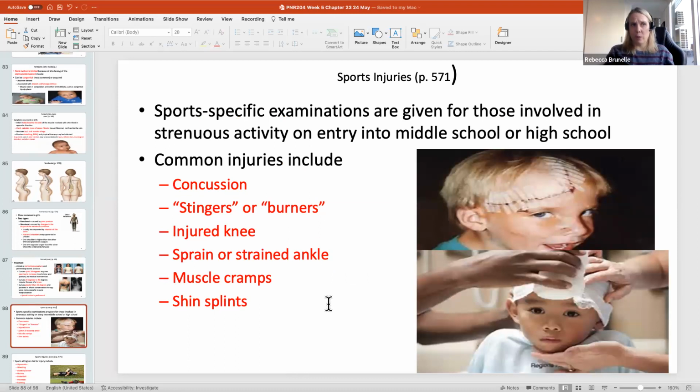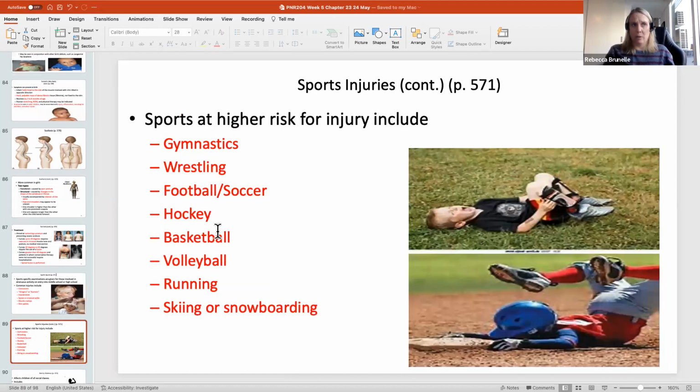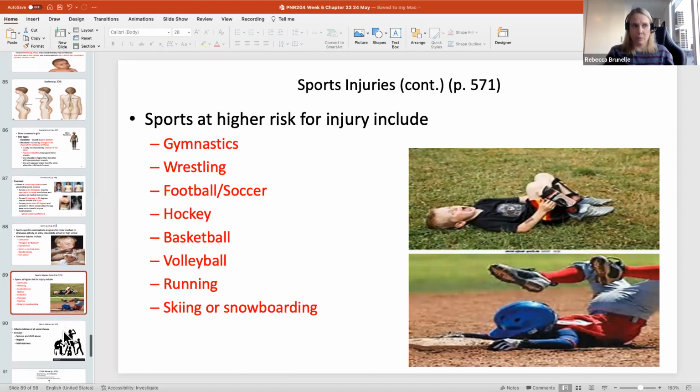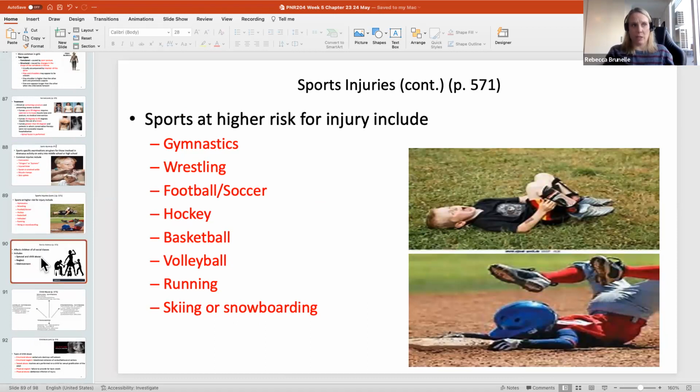You always have to be worried about sports related injuries in children. We kind of talked about this in the neuro, also monitoring for concussion, making sure that they have all of the protective equipment that they need. Certainly being cognizant that certain injuries or certain sports are more likely to cause injuries. And then unfortunately, we're going to talk about child abuse here at the end.